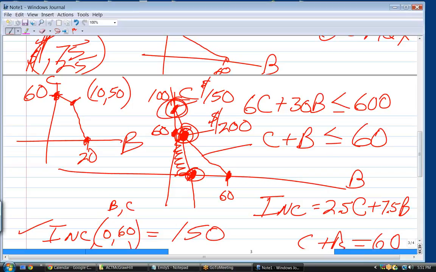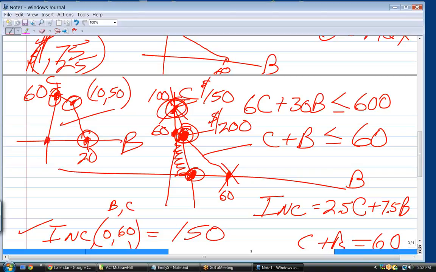So I don't need to examine this point there because I can't have 100 cars. I don't need to examine this point here because I can't have 60 buses. The constraints that they gave me limit me to this picture over here. And I merely need to plug in each of these points into my objective function, which is my revenue, to determine which one is the max.